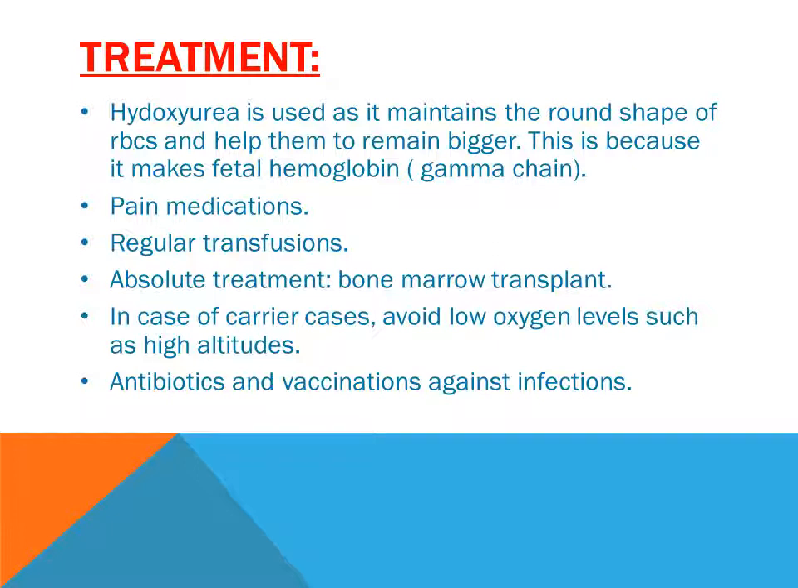And for the pain symptoms, you can give the patients painkillers. And for anemia, you can give them regular transfusions. Well, the absolute treatment of this disease is a bone marrow transplant with a healthy bone marrow. In case of carrier disease, avoid low oxygen levels such as high altitudes and stress. For coping with infections, you should give them antibiotics and vaccination against infections.